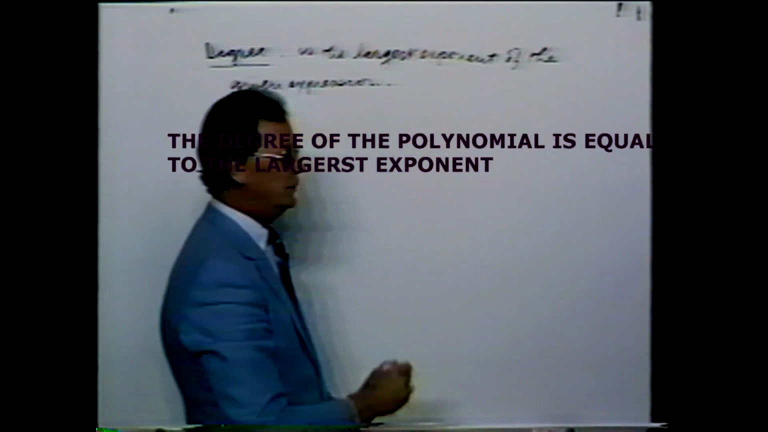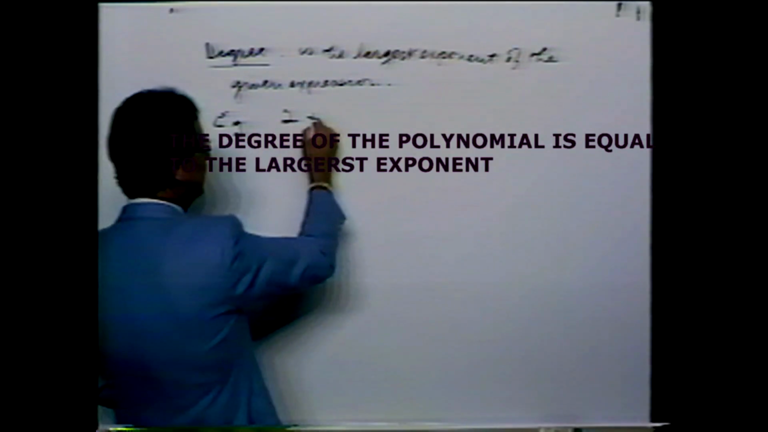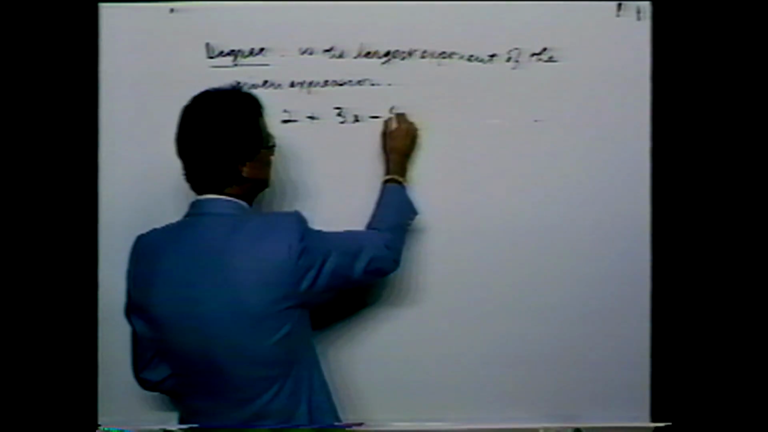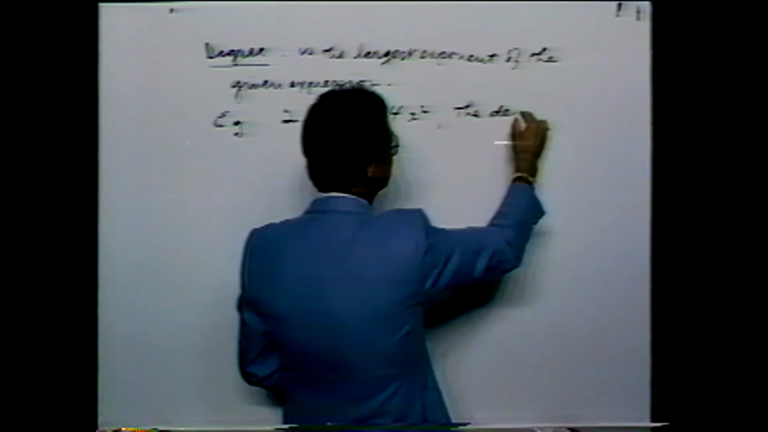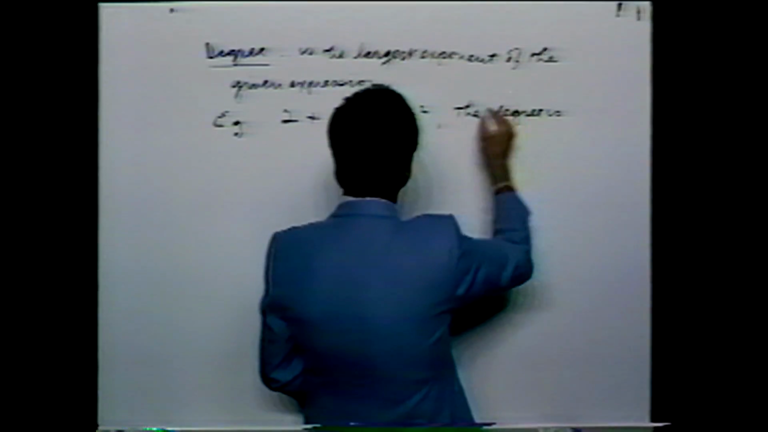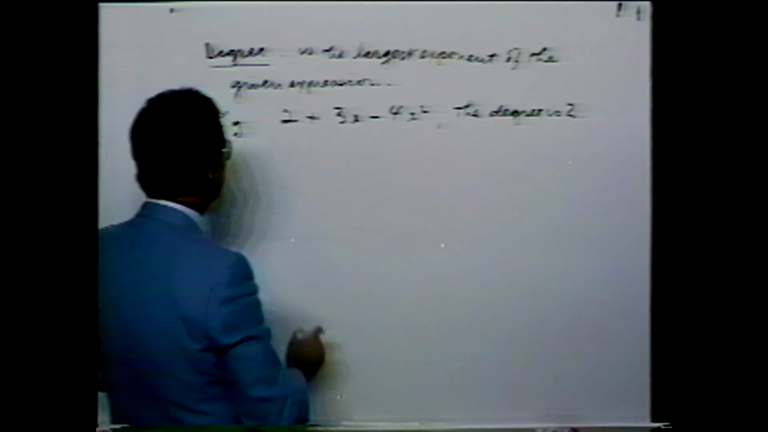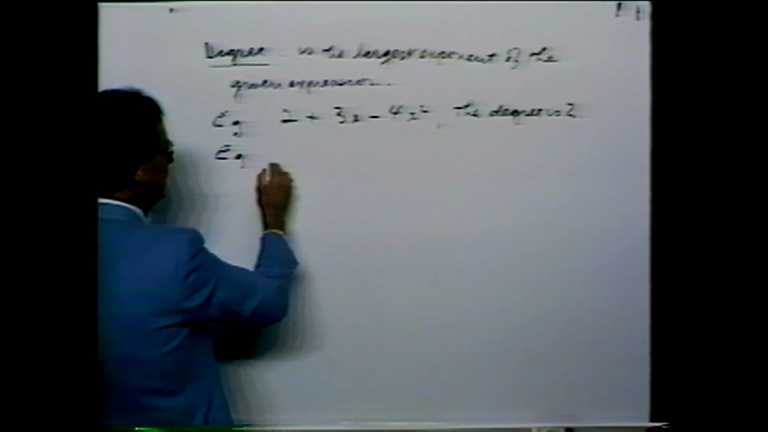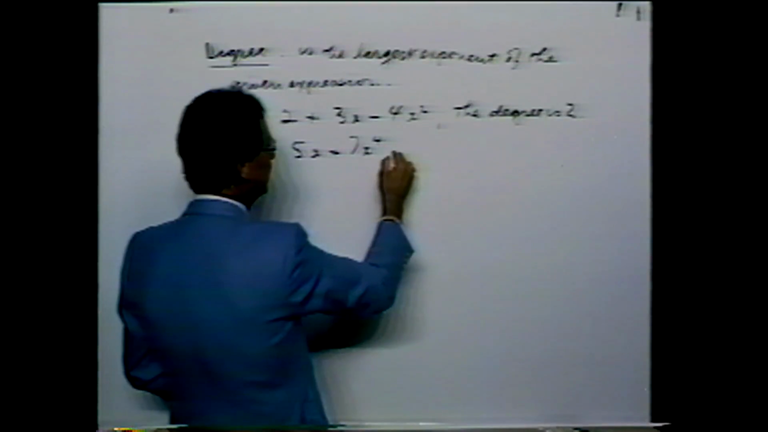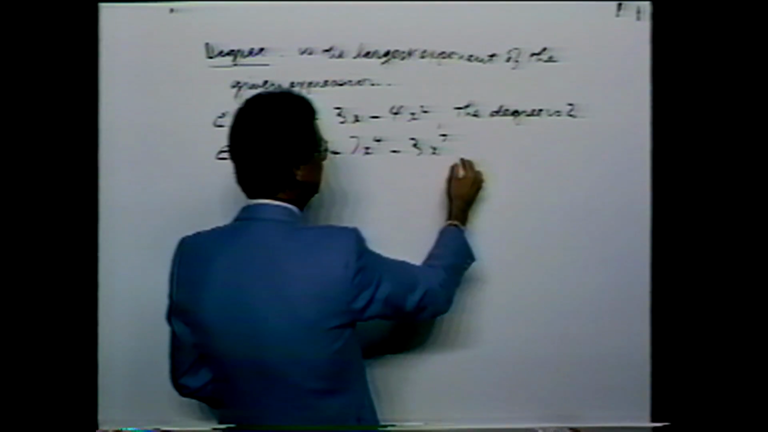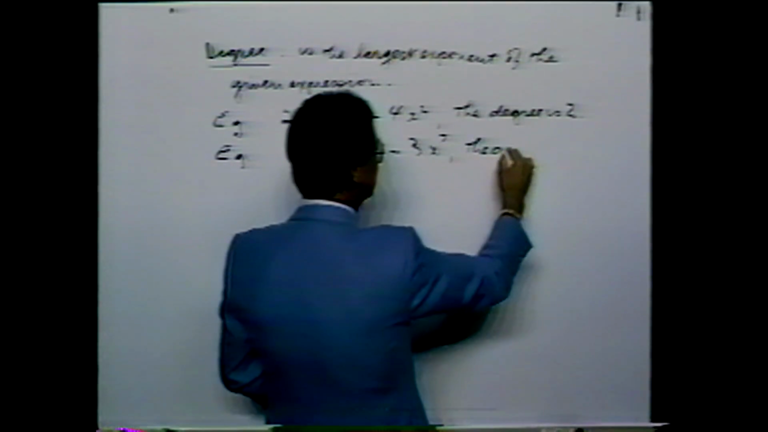Here's another example. 2 plus 3x minus 4x squared. The degree here is 2. Here are a few other examples. 5x plus 7x to the 4th minus 3x to the 7th. The degree here is 7.